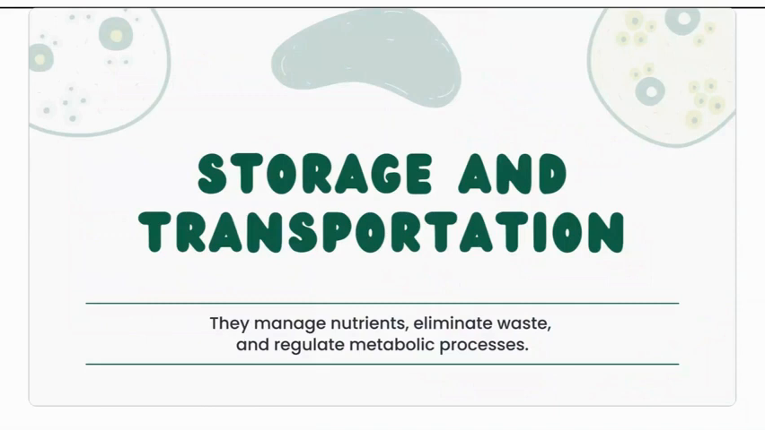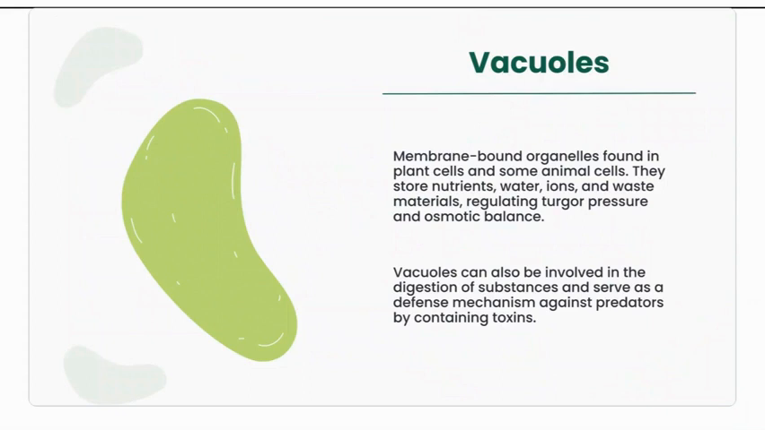Next are storage and transportation organelles. These organelles manage nutrients, eliminate waste, and regulate metabolic processes. Vacuoles. These are membrane bound organelles found in plant cells and some animal cells. They store nutrients, water, ions, and waste materials, regulating turgor pressure and osmotic balance. Vacuoles can also be involved in the digestion of substances and serve as a defense mechanism against predators by containing toxins.